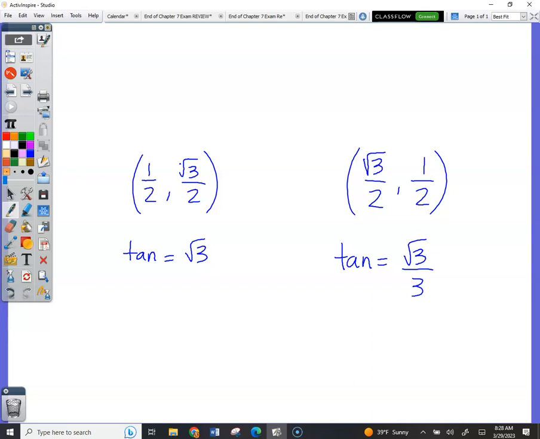You've got sine squared plus cosine squared equals 1. I might go and put that cosine squared is equal to 1 minus sine squared on there or something.